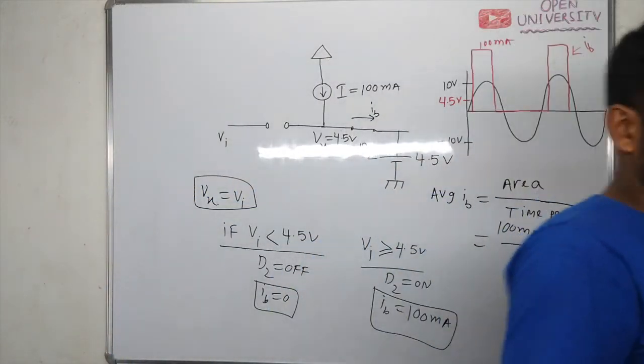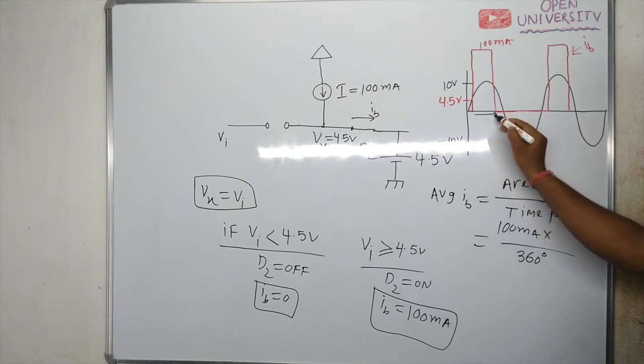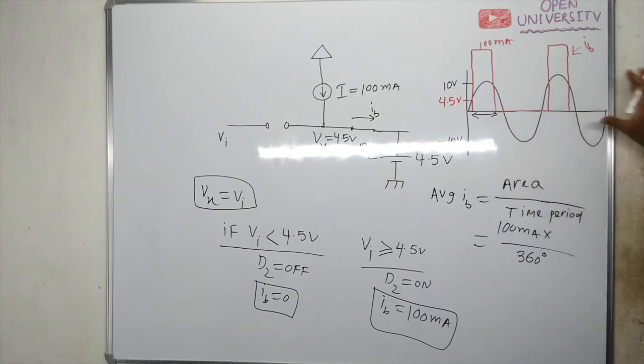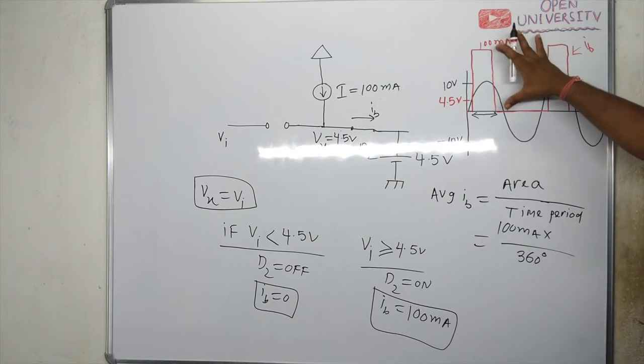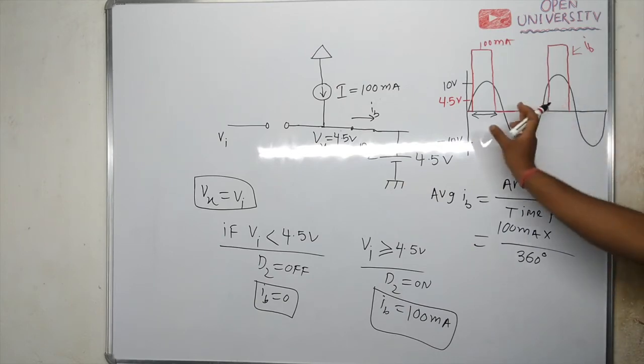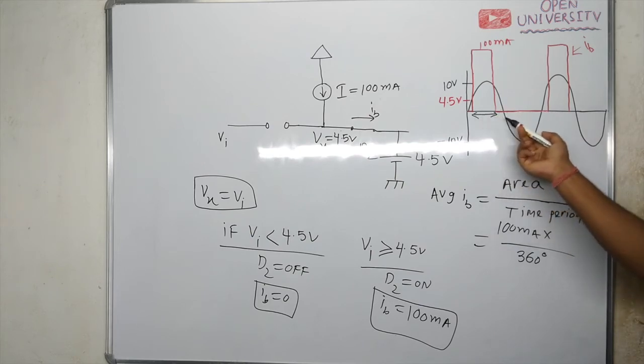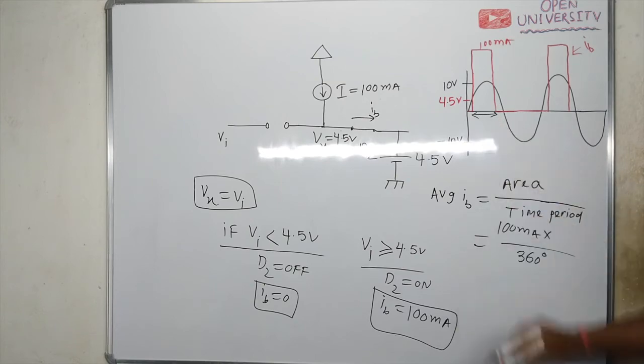In order to find out the area under this graph, I need this interval. Because the graph is like a rectangle, width into height will be its area. Height is 100 milliampere. What is this width? This width is nothing but the conduction interval, the angle of conduction. For this interval, current is flowing.